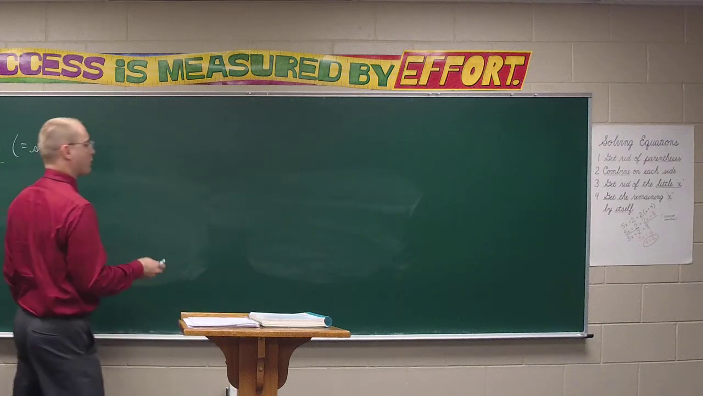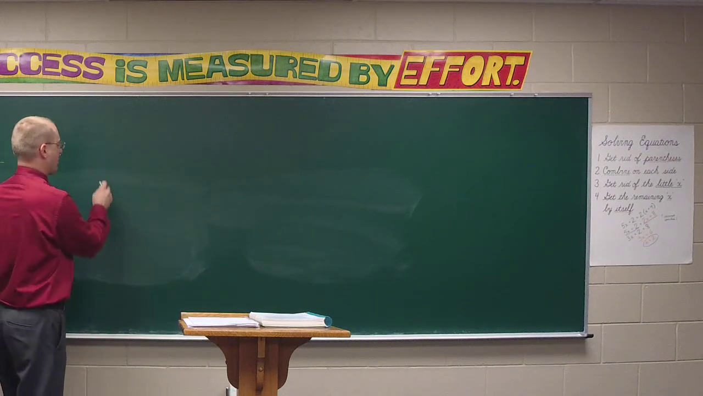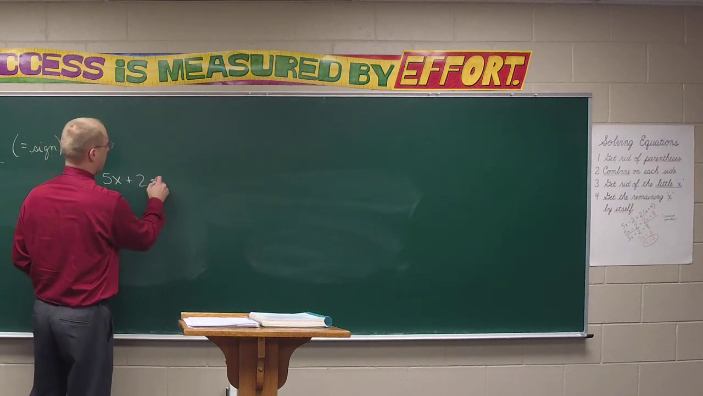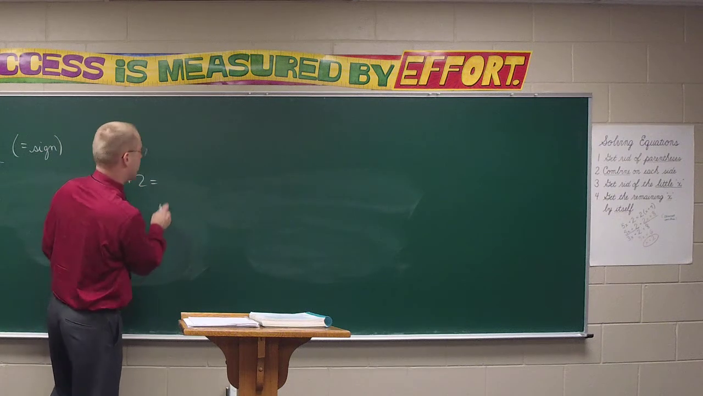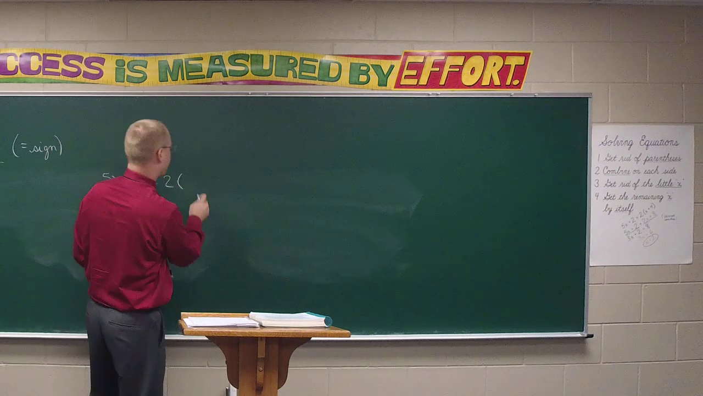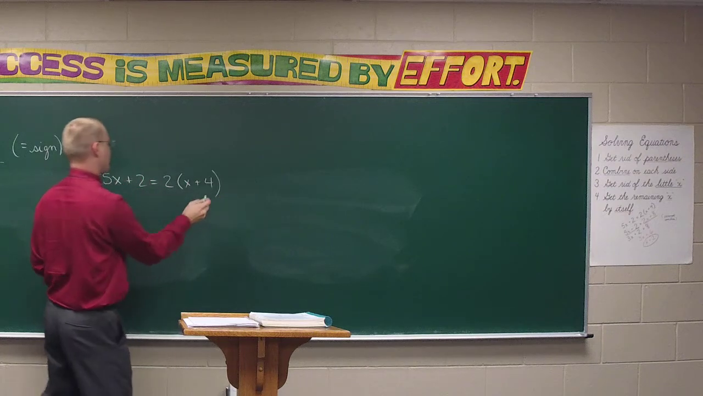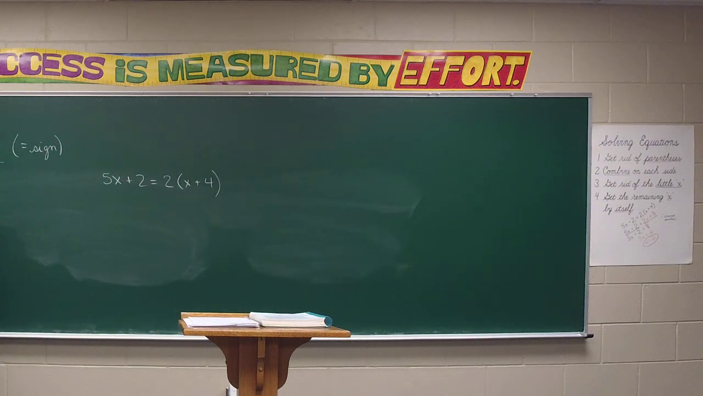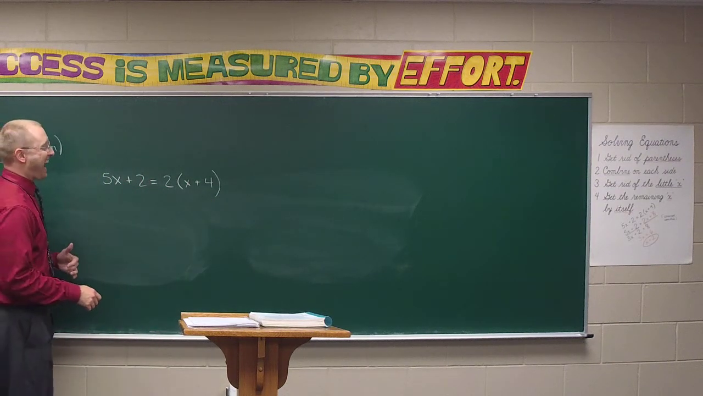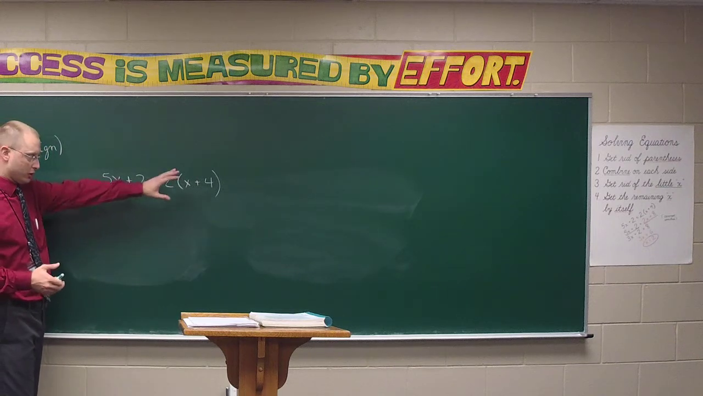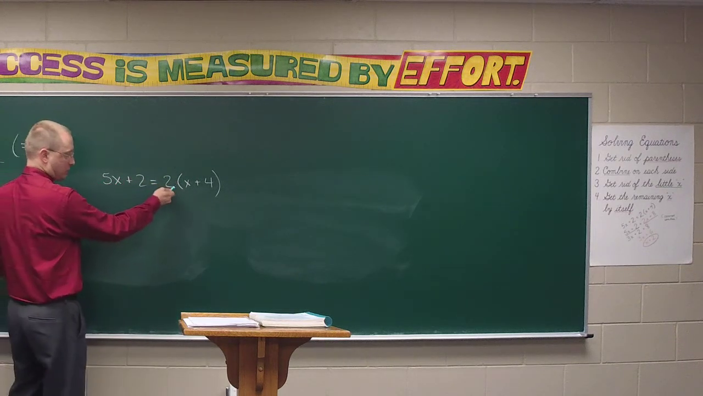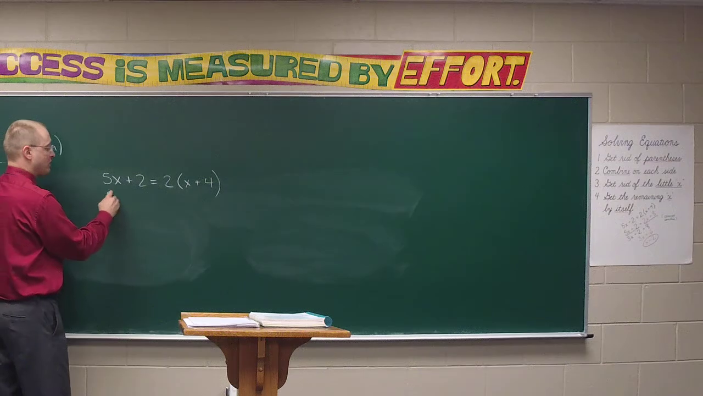The example on the poster, I'm not sure how well this shows up on YouTube, so I'll show the example on the chalkboard as well, a little bit bigger. If I can even read it, I think that's what I wrote on the poster. 5x plus 2 equals 2 times the quantity x plus 4. Again, I can't do any combining of like terms as long as there's parentheses, so I'm going to get rid of it, and here class will simply distribute to get class.